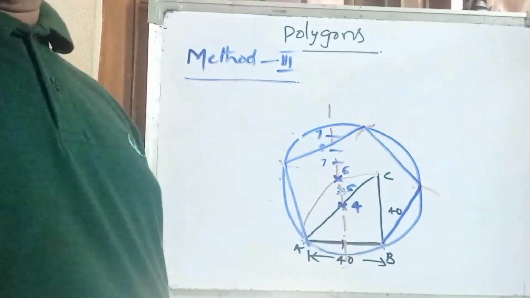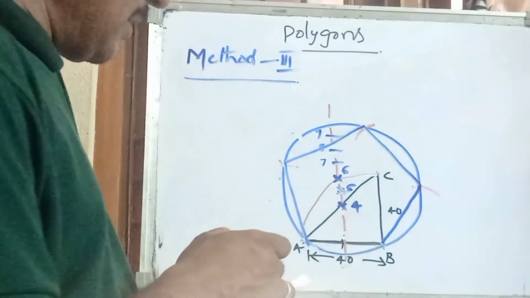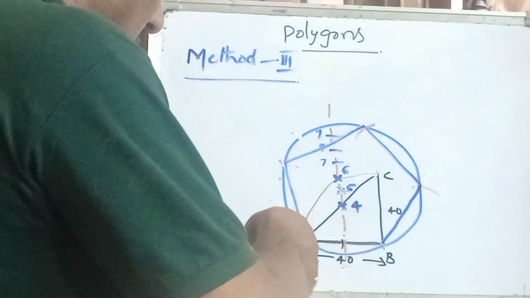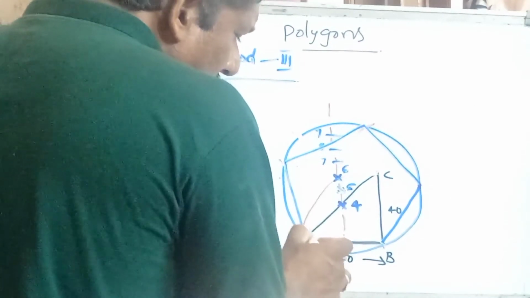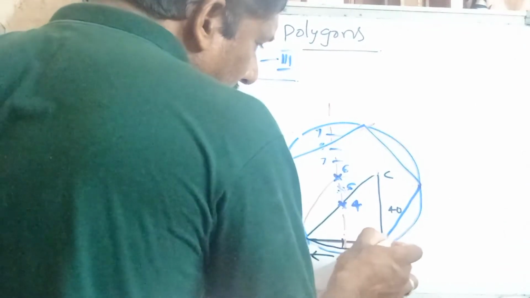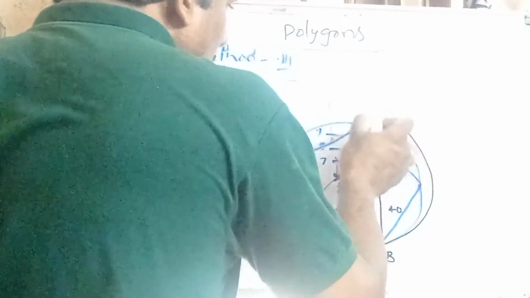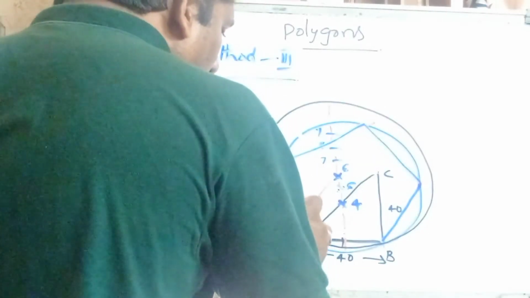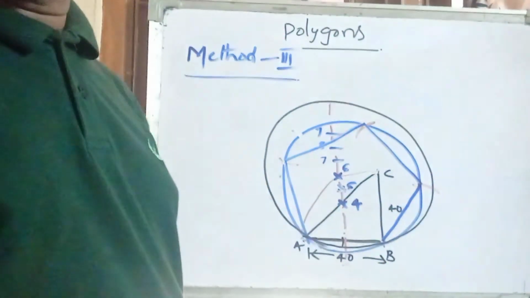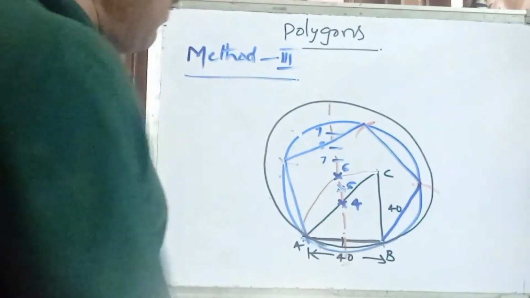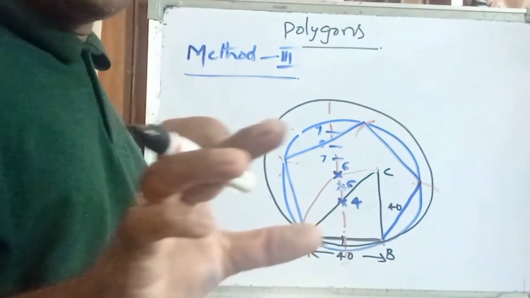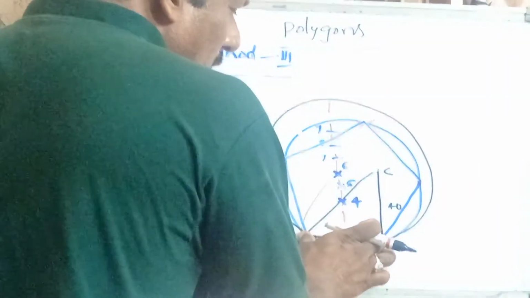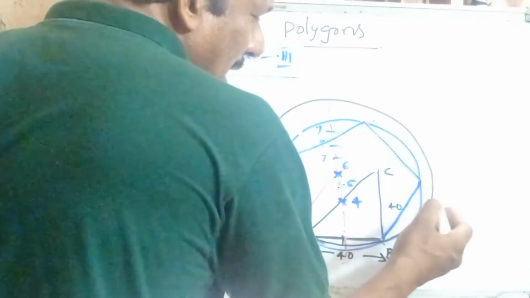Suppose you want a hexagon, what do you have to do? 6 is the center, up to A is the radius, and draw a circle. Same procedure once again. 40 mm is the radius. Why? Because one side of the polygon is given already. So same, you take 40 mm. B is the center and cut the second circle.